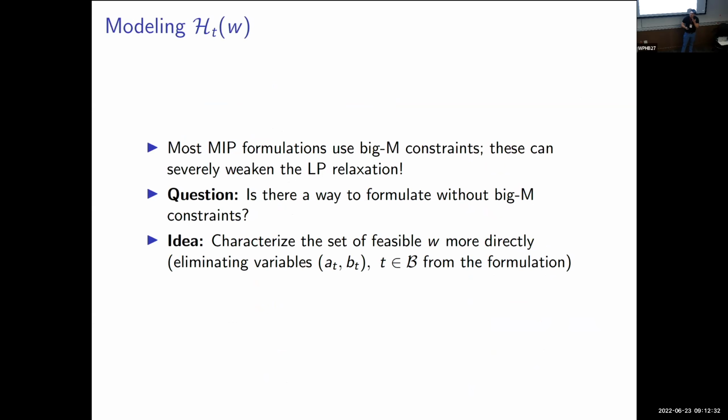And modeling CalH is the difficult part. Most MIP formulations use big-M constraints to do this, but as we all know, big-M constraints are no good. So the question is, is there a way to characterize a set of acceptable routings without big-M constraints? And the idea is that we're going to do this directly rather than indirectly using big-M. And as part of doing this, we're going to end up omitting these branching variables A, B from the formulation.